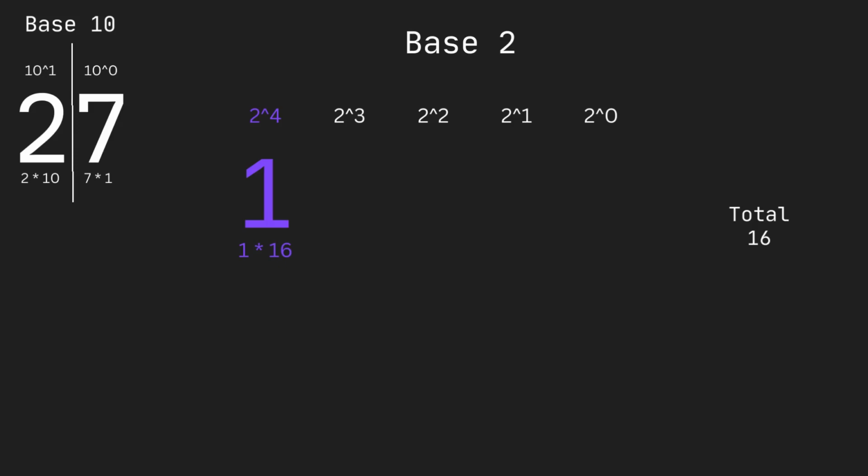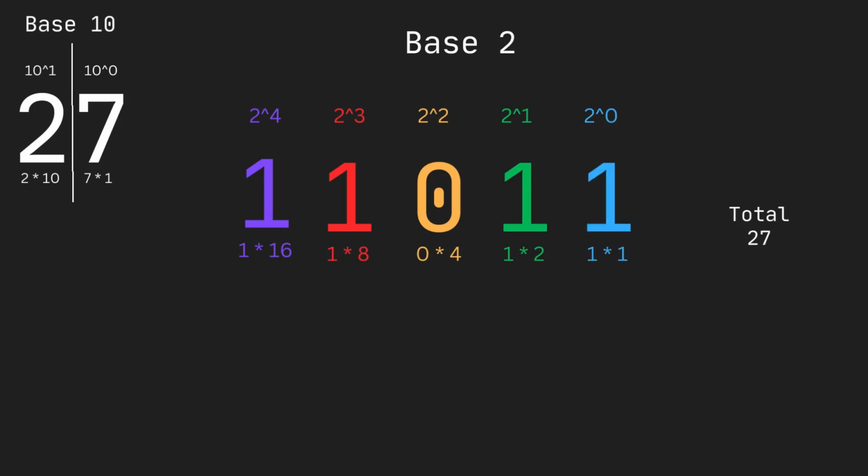We'll currently have 16. We go to the next position, 2 to the 3rd, or 8, and we say, okay, there's room for 8, so we put a 1 there. Then for 2 to the 2, we have a 4. If we added 4 to the total, that would go over, so we know that's a 0. We can't fit that. The next position is 2 to the 1, and we know that we can add 2, so we have a 1 here. Then for 2 to the 0, or 1, that's exactly going to add up to 27. And so if we want to represent the value of 27 in base 2, we would represent it as 11011.